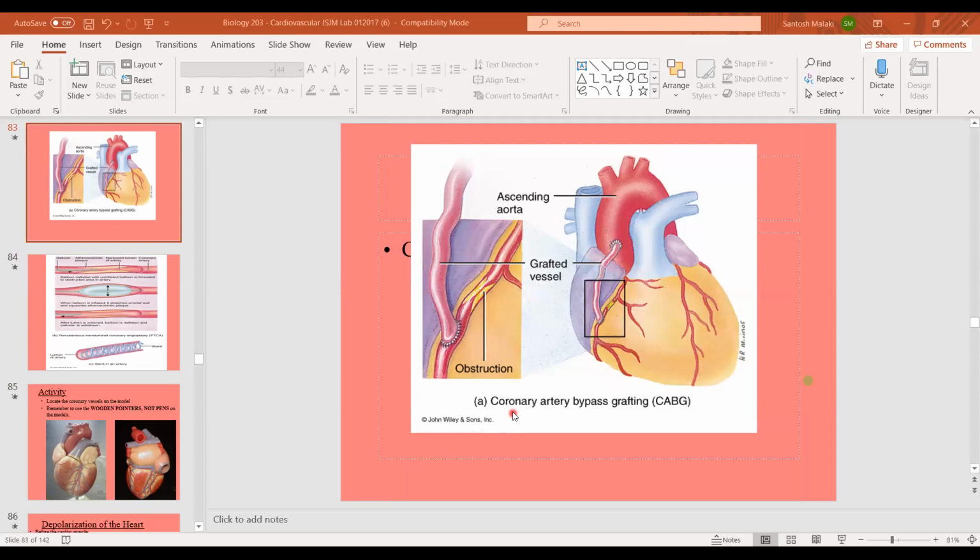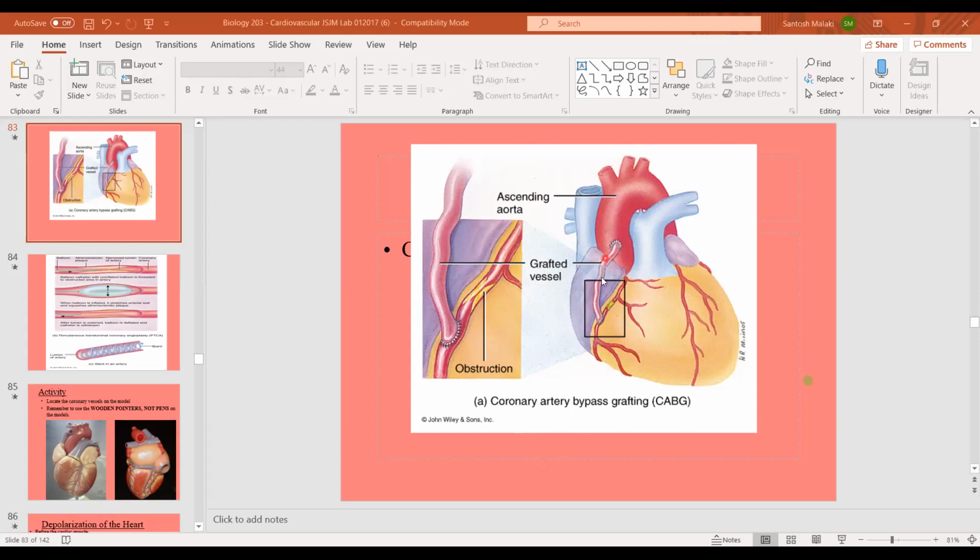CABG stands for coronary artery bypass graft. As you can see here, we take a piece of vein from your leg, and we connect that vein to the aorta and then sew it to the part beyond the obstruction, as you can see on the left side. So this is why it's called a bypass. What are you bypassing? You're bypassing the obstruction.